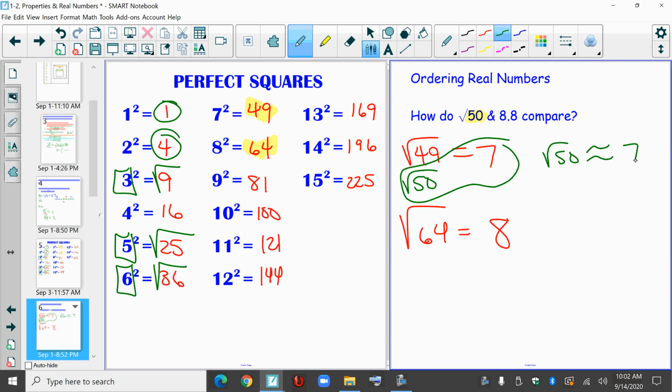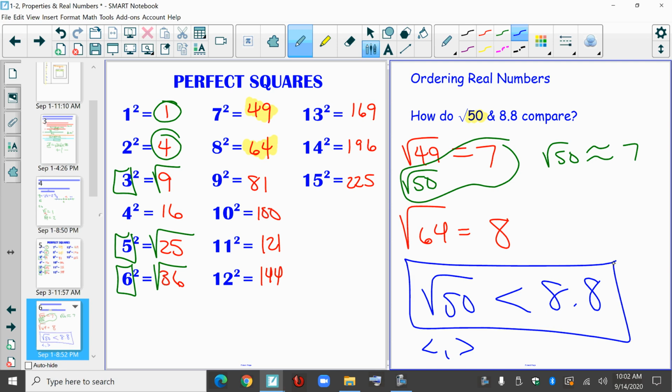So if I compare these two, the square root of 50 is what compared to 8.8? Is it less than or greater than? Well, it is going to be less than that because it is closer to 7 rather than 8.8. I do not want you to put this in the calculator. I want you to use the logic, which is what I just did up there.